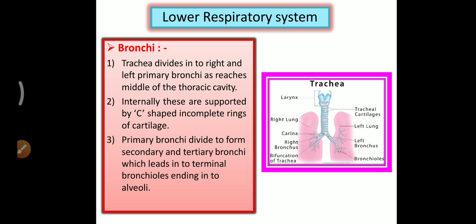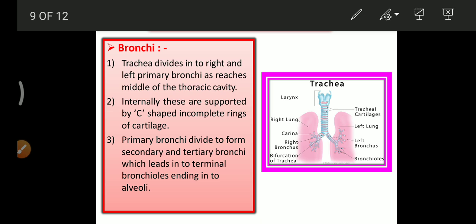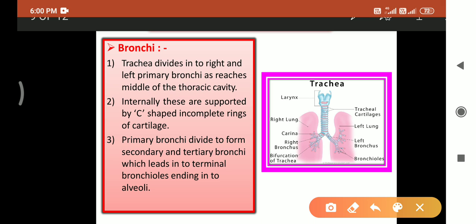Next, let's see the detail about the bronchi, why it is important. So what is the function of bronchi? The trachea divides into the right and left primary bronchi as it reaches the middle of the thoracic cavity. Okay, so here you can see this is divided. Okay, so why is it divided? Because we have two lungs. Okay, so every lung requires oxygen, so that's why this trachea, taking the oxygen from the nostril, the oxygen travels through this trachea, and then the bronchi divide. Okay, so bronchi reach both parts of the lungs, right?